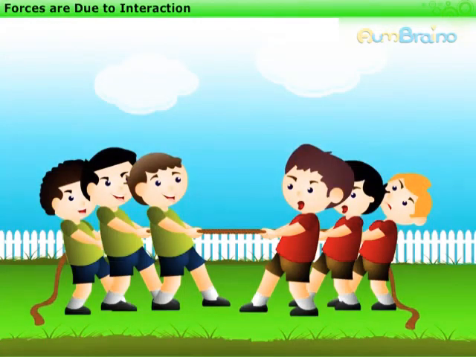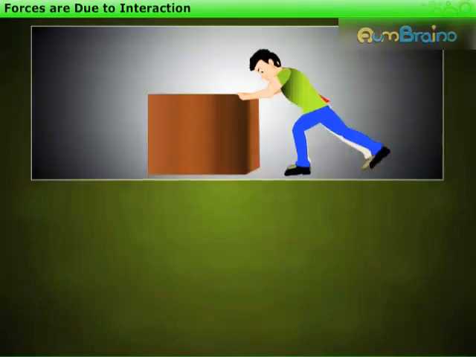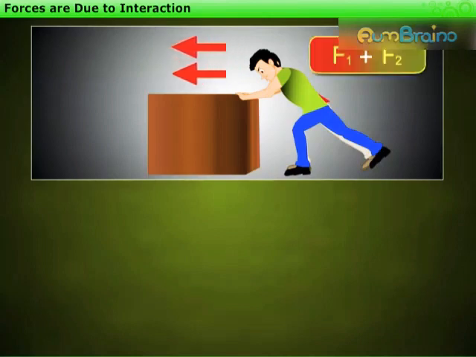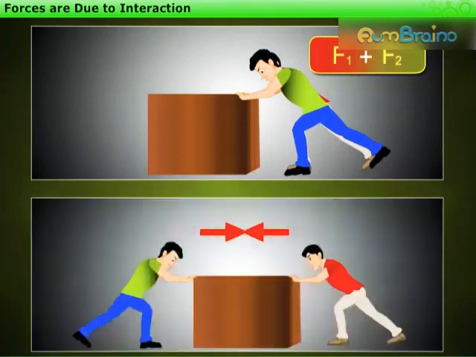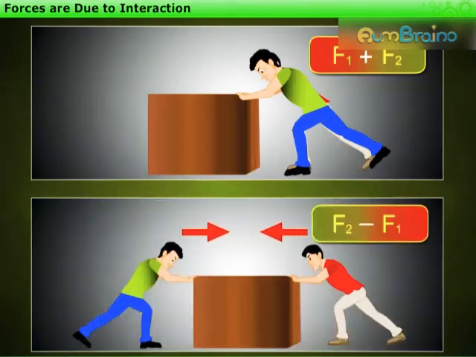Similarly, in the game of tug-of-war, when two teams try to pull the rope in opposite directions, the team applying more force wins the game. Thus, we have studied about the nature of forces, that forces applied on an object in the same direction add to one another. But, if the two forces act in opposite directions on an object, the net force acting on it is the difference between the two forces.